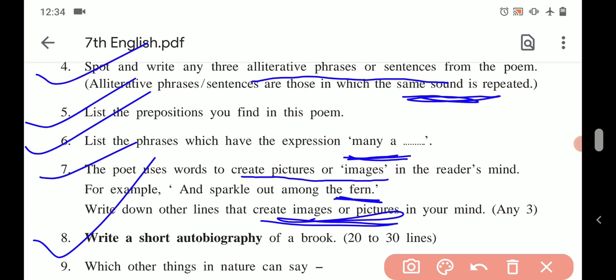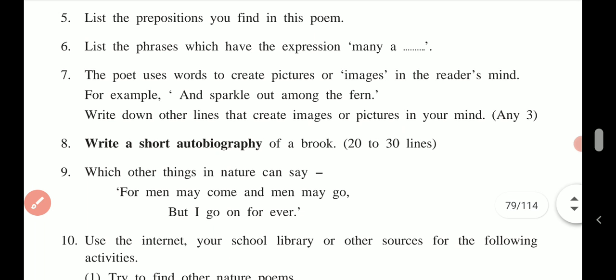Ninth activity, which other things in nature can say, for men may come and men may go, but I go on forever? Just like the brook remains forever, many people come and they leave, many people take birth and they die, but the brook remains forever. So which things from nature can say that I go on forever? Which are those? The sun, wind, stars, etc.